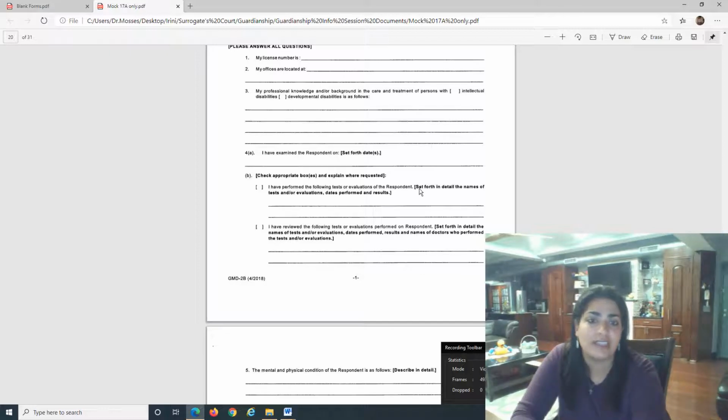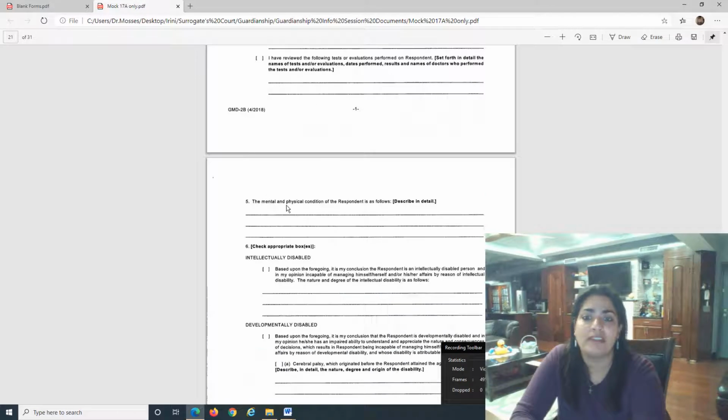As you can see, it says in the document, set forth in detail the names and addresses. One word is not detail, okay? The mental and physical condition of the respondent. Please, this is very important. Describe in detail.